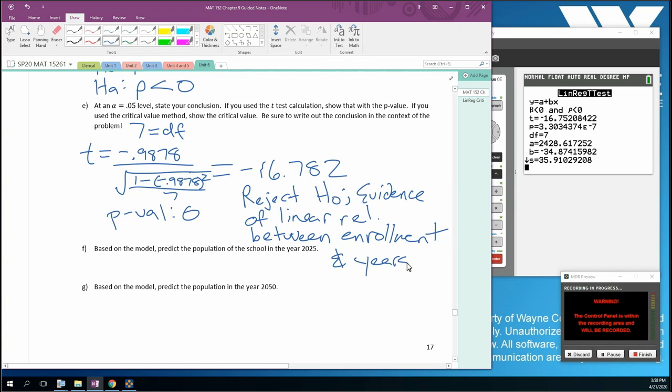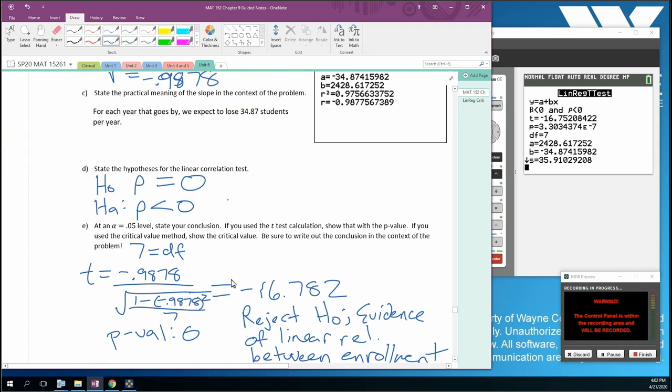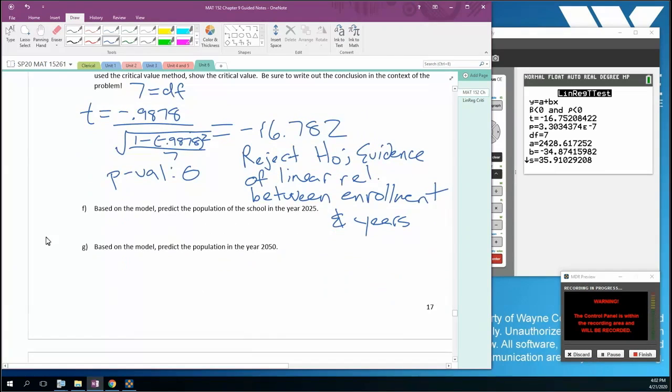So now we're going to predict the population of the school in the year 2025. So negative 34.87 times 25. Now remember, and that'll be plus 28.62. So let's see what that is. We're going to have 1,557 students. Enrollment will have declined there.